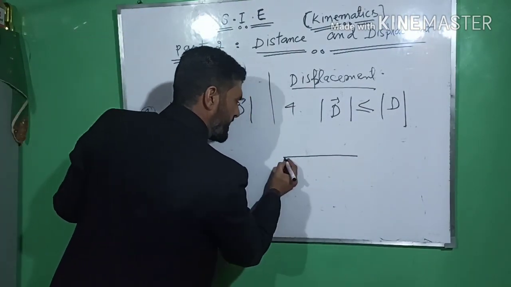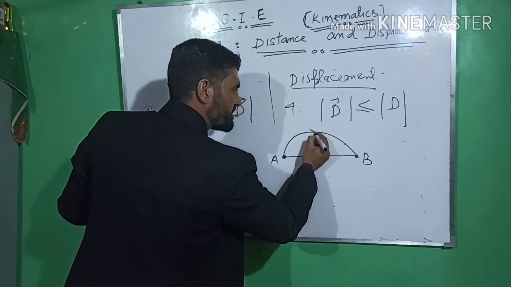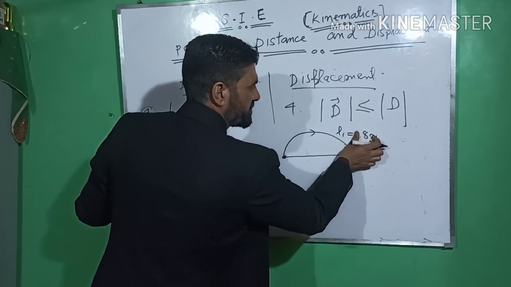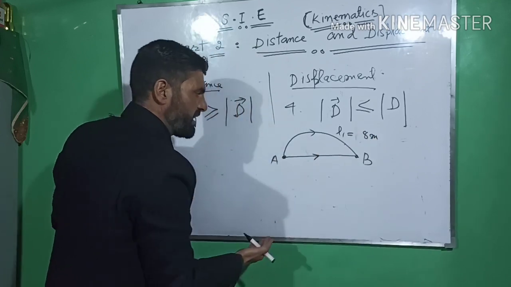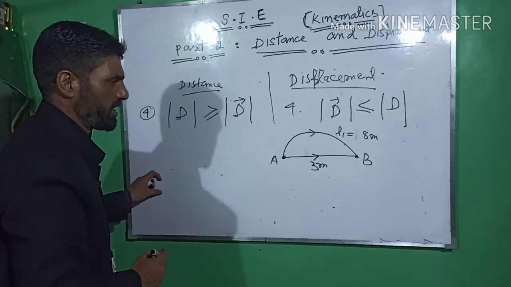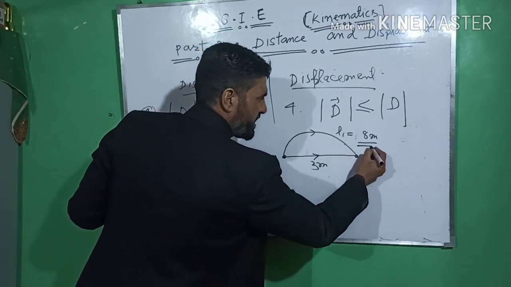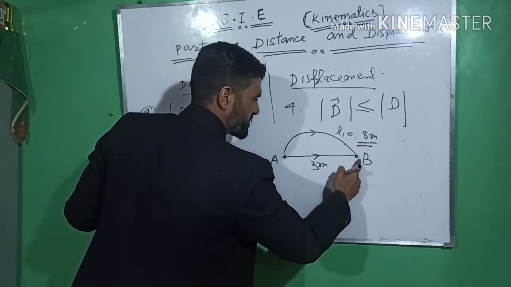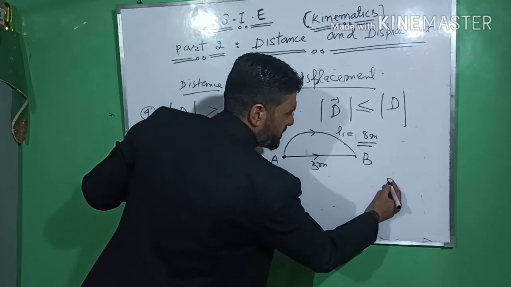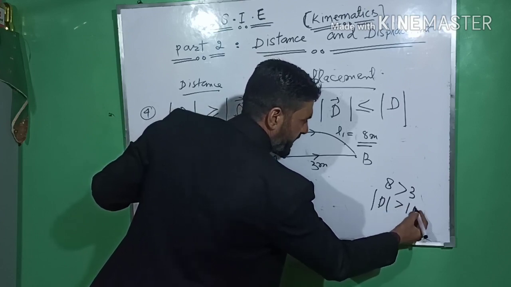Let us take again a point A here and here a point B. If a body is traveling along this path, let this path be L1, and let the length of the path be 8 meters. Now suppose the body in the second case moves from point A to point B covering a length of 3 meters. See my dear students, this shortest path is also the displacement. Now I am talking about the magnitude. Here the magnitude of this length is 8, but here the magnitude of this path is 3. If the body moves along this path, then distance, that is 8, is greater than 3. This is the magnitude of distance, and this is the magnitude of displacement at that time.